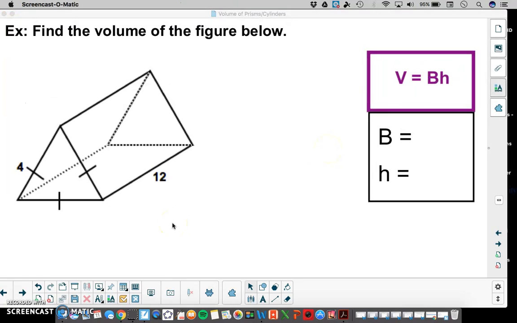This last example I want you guys to try. We're going to find the volume of this triangular prism. You have to find the area of the base and the height of the prism, and then plug it in to find volume.